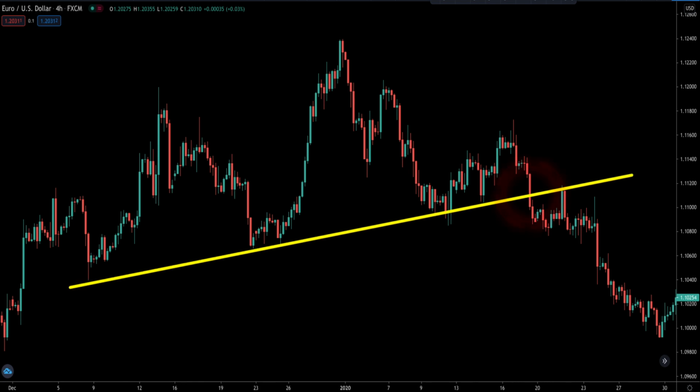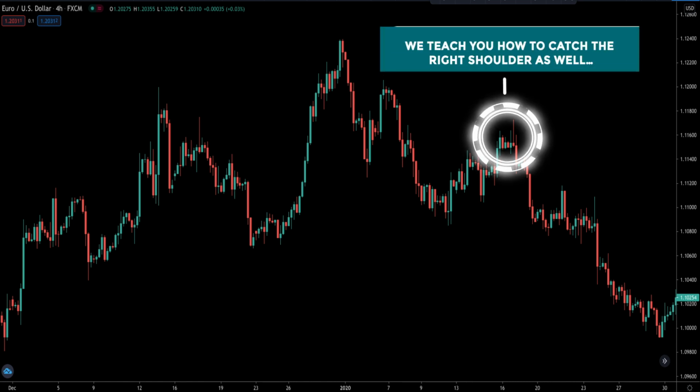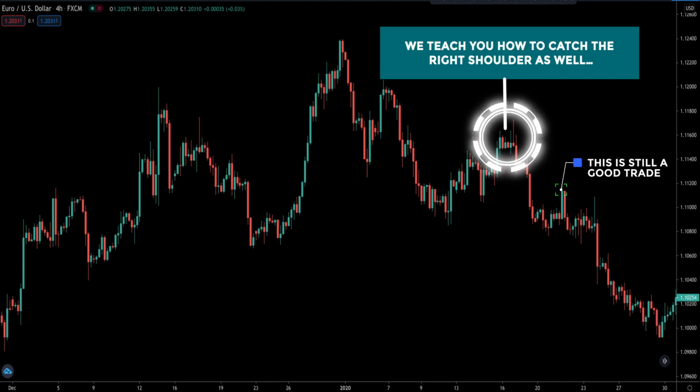Look what happens to the price after the neckline is broken. Price then proceeded to sell off heavily, and this was a good trade setup. On this channel, we do teach you how to catch a trade at the right shoulder as well. But in this case, even if you traded the break of the neckline, you can see that it is still a good trade. This is the power of being able to identify which kind of head and shoulders are high probability.